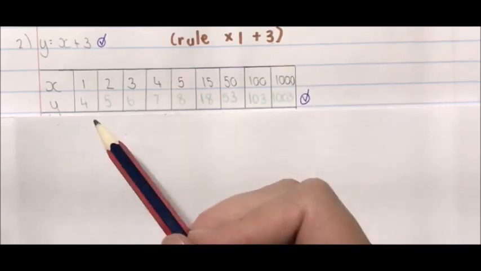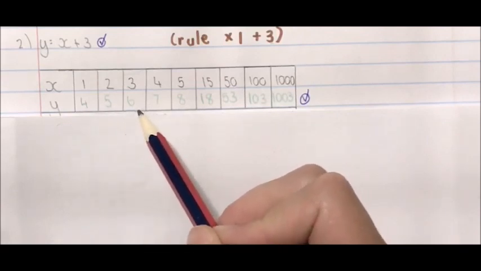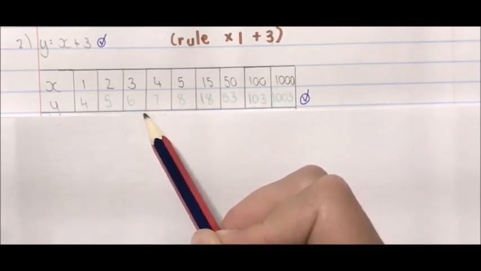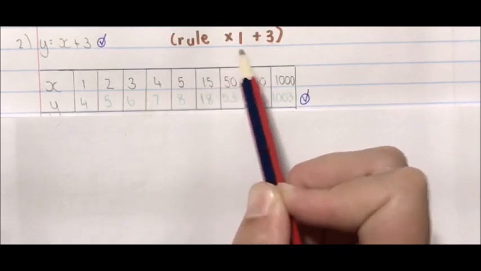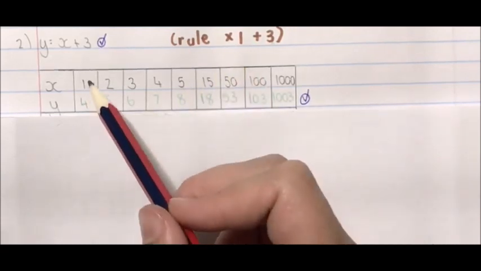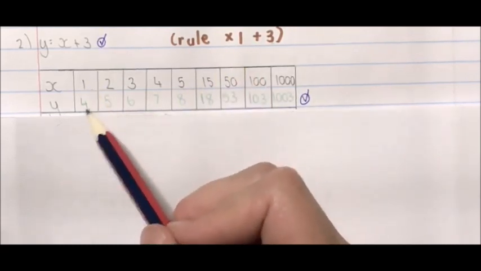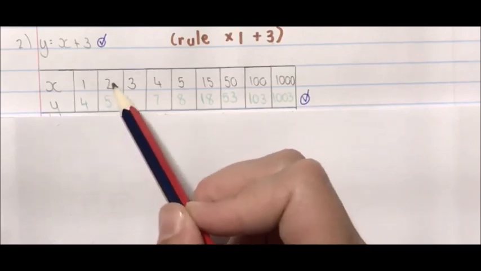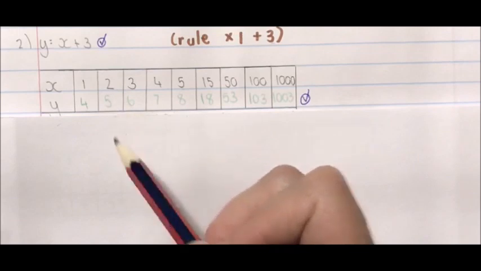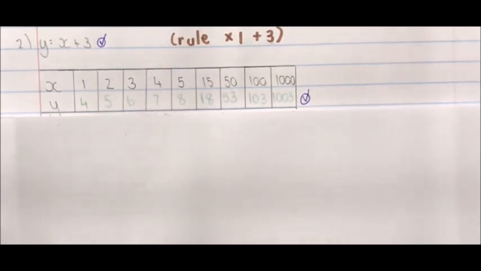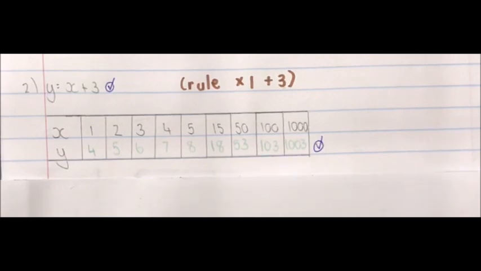How did we get to that? Do you see the constant difference between these outputs? It stays 1, so you multiply by 1. If you multiply 1 by 1, you get 1, and you need 3 more. If you multiply 2 by 1, you get 2, you need 3 more. So that's why it's only plus 3. Make sure you've drawn this table in your book and you have written the answers in color.